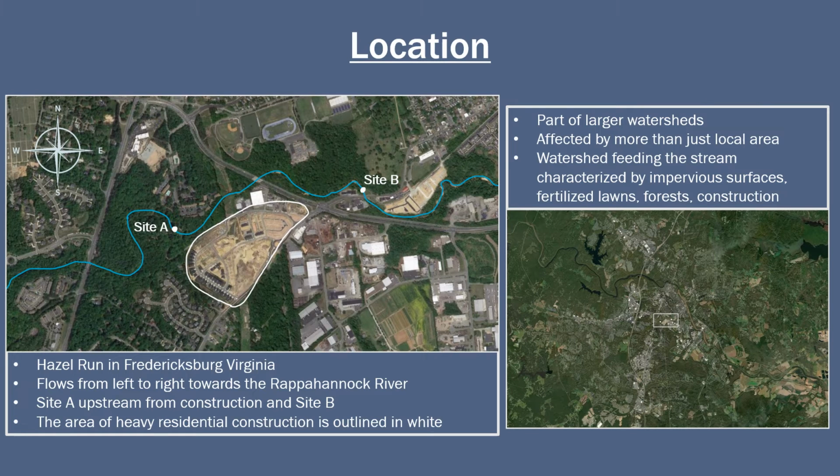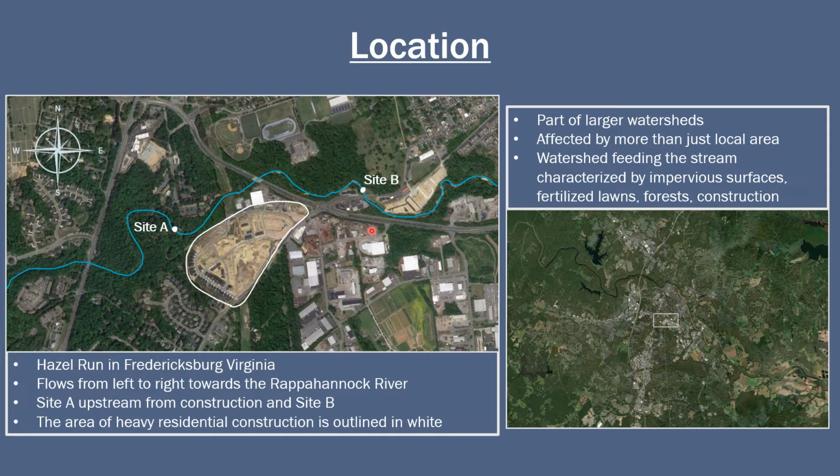The location of my study was the Hazel Run Stream in Fredericksburg, Virginia. I had two sites, Site A and Site B. On this map, the stream flows from left to right towards the Rappahannock River on this side. Site A is upstream from Site B, and it was surrounded by much more riparian vegetation than Site B, which only had a riparian buffer on one side.